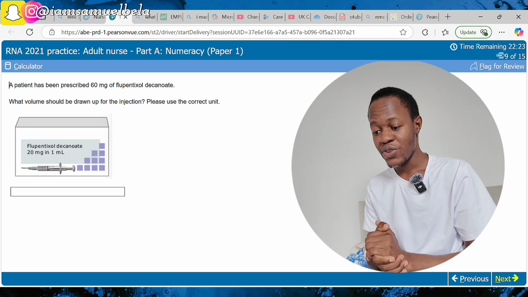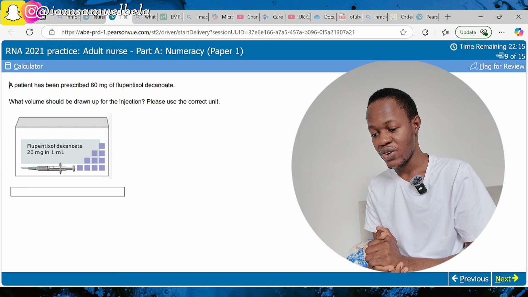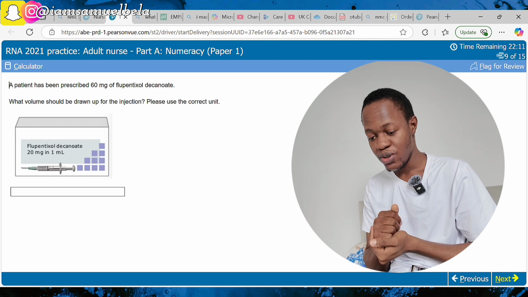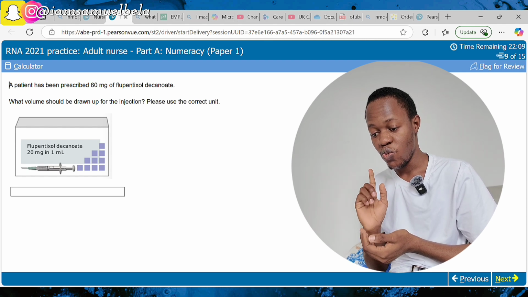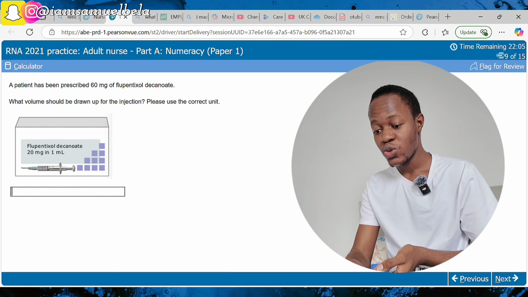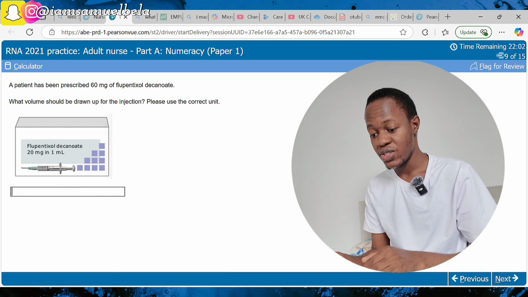A patient has been prescribed 60 milligram of flupentixol decanoate. What should be drawn up for the syringe? So this is very simple and straightforward. 20 milligram is in 1 ml, and we have to give 60 milligrams. So that means 60 divided by 20, which is 3.